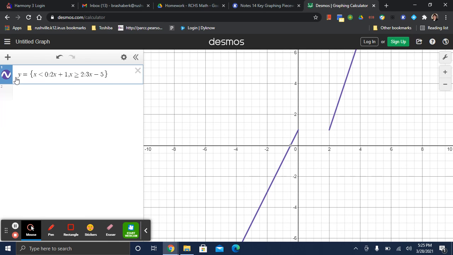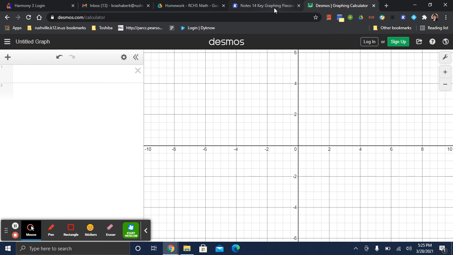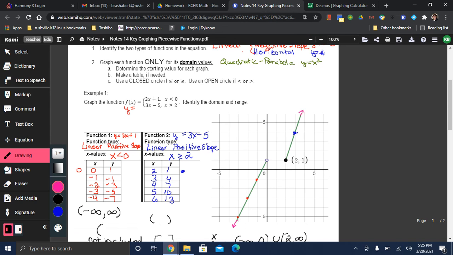So once again, you type in y equals, you put in that first x part, then a colon, and then what the y would be. You put a comma, you put that second x part, a colon, and what the y would be. So there's how you would do the first one. I'll quickly show you the last one, just so you have a second chance to look at it.